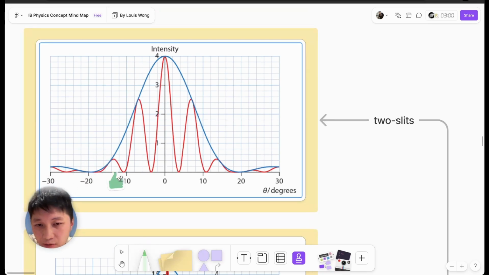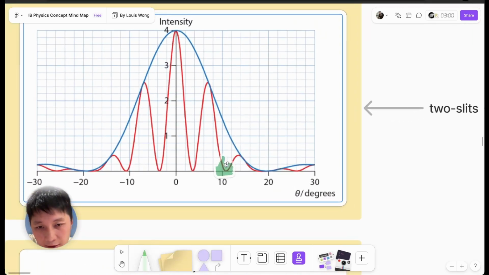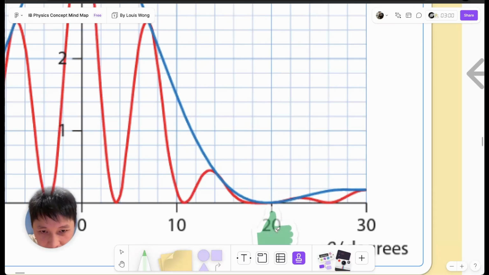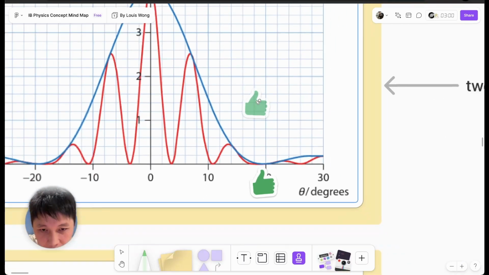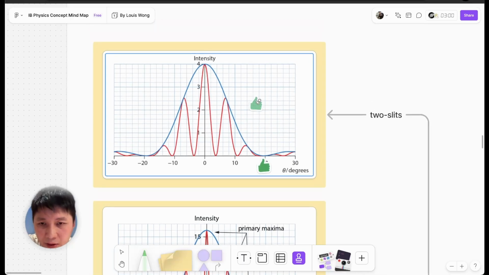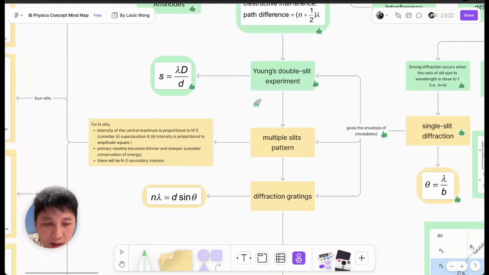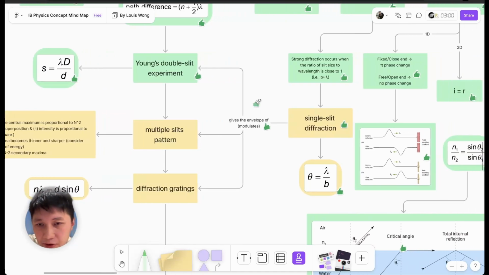The red one is the double slit pattern, which has bright and dark fringes. And the blue one is the so-called single slit envelope, the modulation of the amplitude. The first minimum that we're looking at will be around here, around 20 or maybe 18 degrees in this diagram. And that's basically how it works.